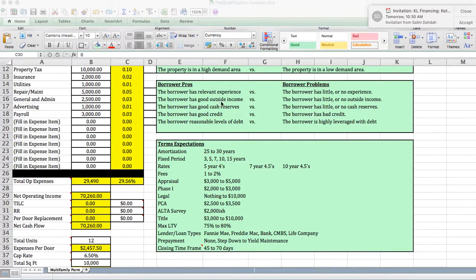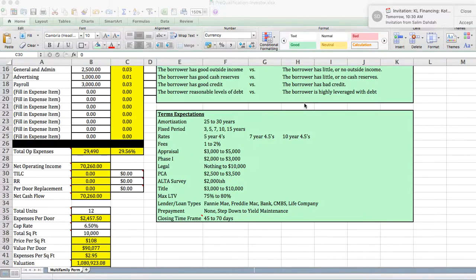The borrower has good outside income versus the borrower has little or no outside income. Again, is this going to be your sole cash flow source, or do you have multiple sources, or do you have a job? They like to see that, just to have a secondary source of repayment is what they typically utilize. The borrower has good cash reserves versus little cash reserves. Pretty simple there. Do you have some money set aside in case things go south, or for a rainy day?